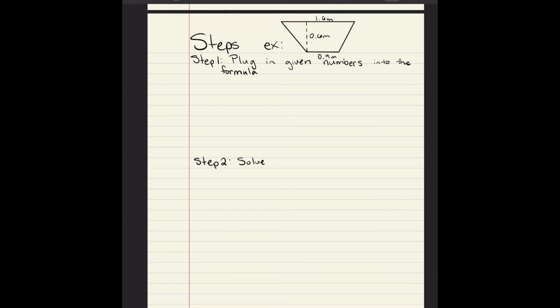All right, here are our steps. Do they look familiar? It's exactly the same except a different formula. So our formula is A equals 1/2 times base 1 plus base 2, times H. It's going to be a little bit different because this time I'm going to have a base 1, base 2, and a height. Base 1 is the top number, 1.6 meters. Base 2 is the bottom number, and our height is the inside number.